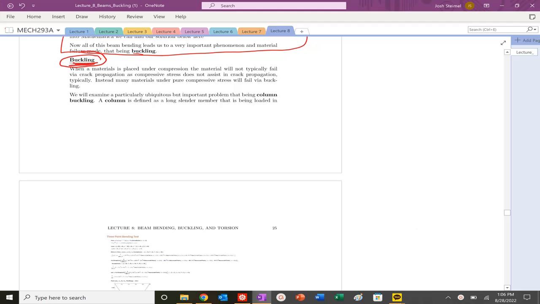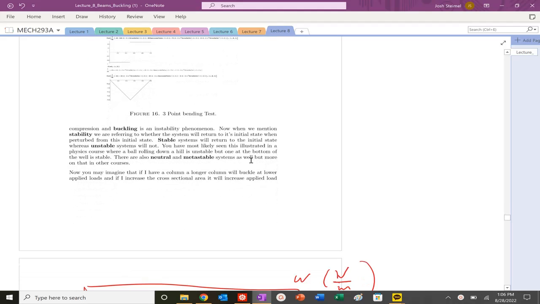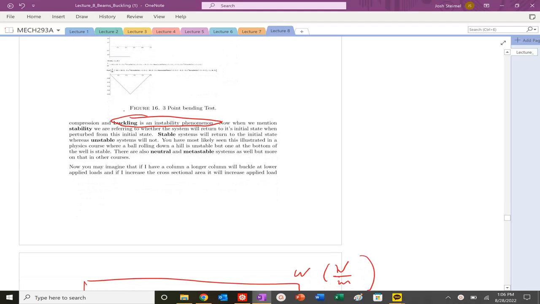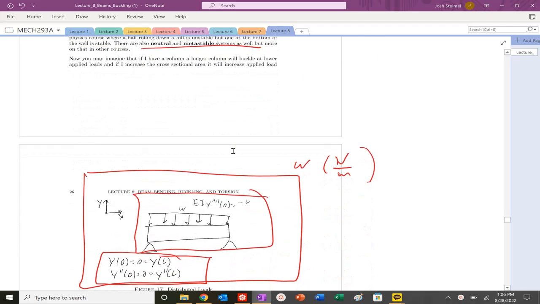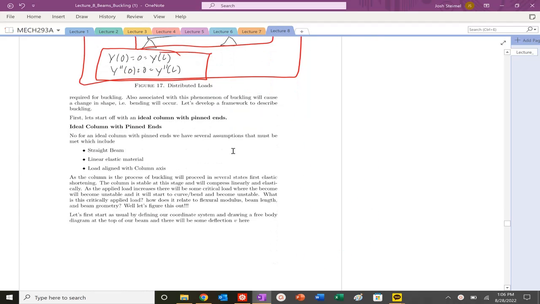So now we're going to talk about a very important topic, buckling. When a material is put under compression, it's typically not going to fail via crack propagation. Instead, it's going to fail via buckling. We're going to focus on column buckling, and we're going to define a column as basically a slender rod, and buckling is an instability phenomenon. When we say stability, stable systems will return to the initial state. Unstable systems will basically be like the ball rolling down the hill.